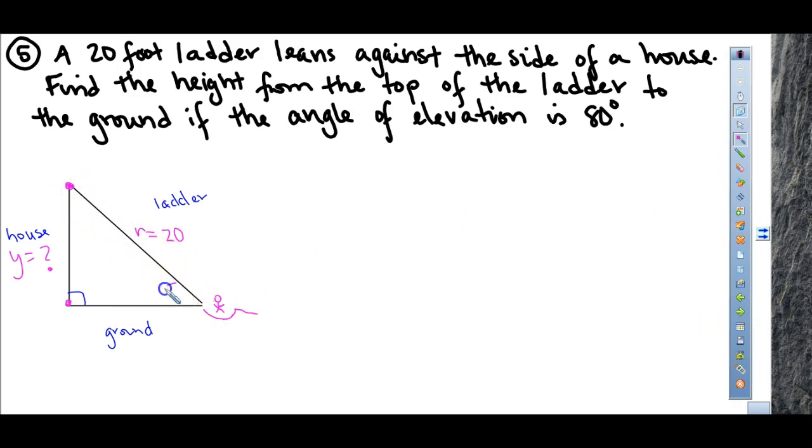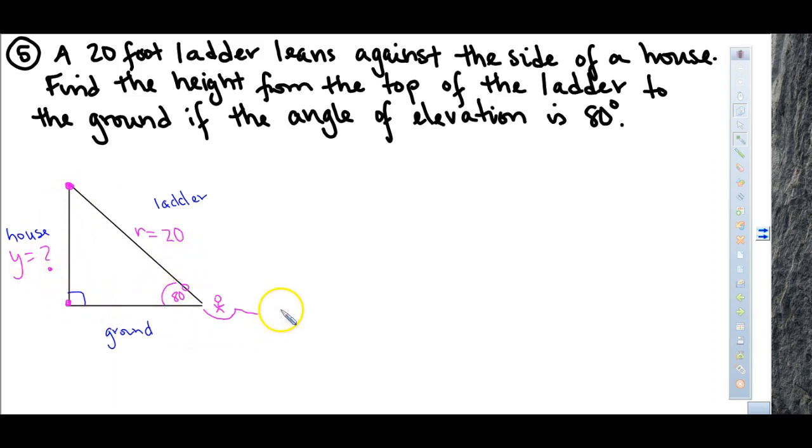Well, this is your angle of elevation, because that's the angle formed by a horizontal segment and your line of sight looking up. Okay, so that is your 80-degree angle right there. So we've got to find y. Let's identify some parts here. We know what this side is. We know our angle, but we don't know that side.